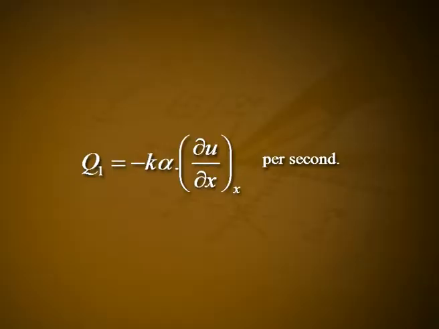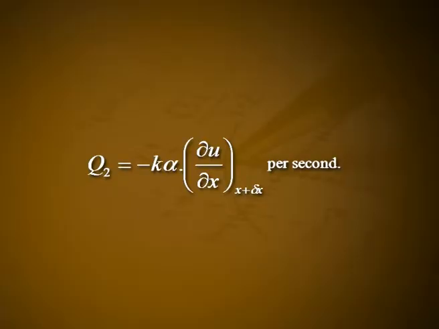The quantity of heat flowing into the section at a distance x is Q1 is equal to minus K alpha into dou U by dou x at x per second. The quantity of heat flowing out of the section at a distance x plus delta x is Q2 is equal to minus K alpha into dou U by dou x at x plus delta x per second. The negative sign is attached because as x increases, U decreases.